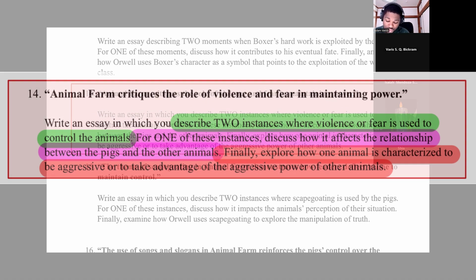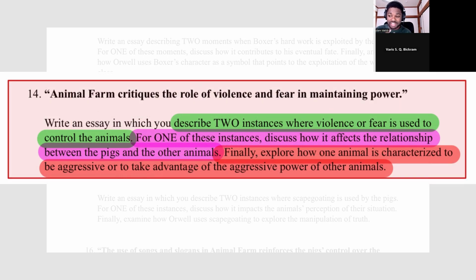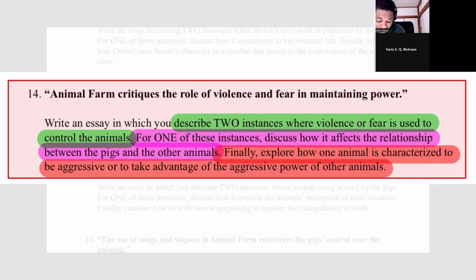As usual, we're going to have our 3-step essay, or 3-phase essay, to write. Write an essay in which you describe 2 instances. So let me highlight each phase of the essay. Describe 2 instances where violence or fear is used to control the animals. For one of these instances, discuss how it affects the relationship between the pigs and the other animals.